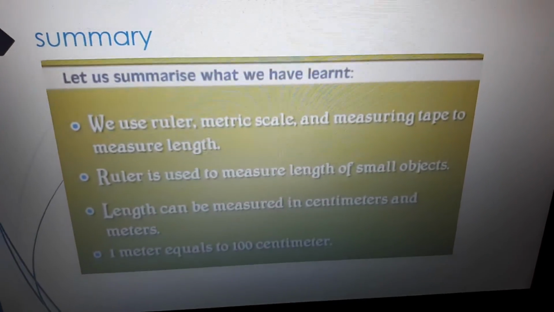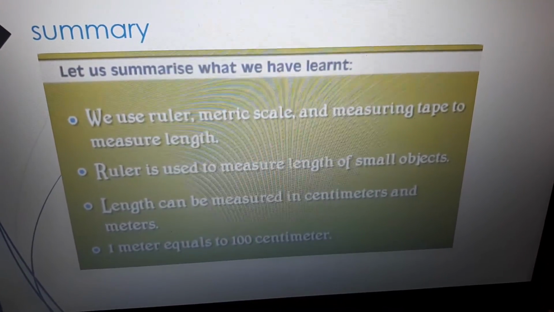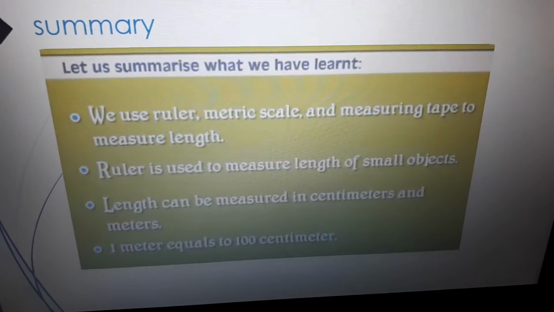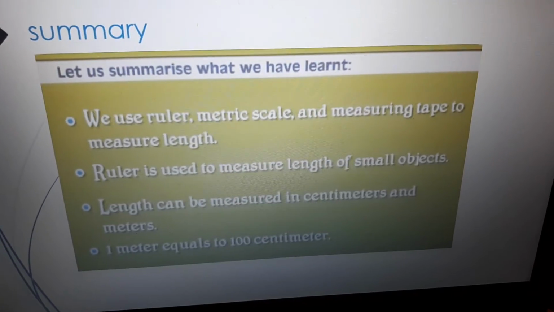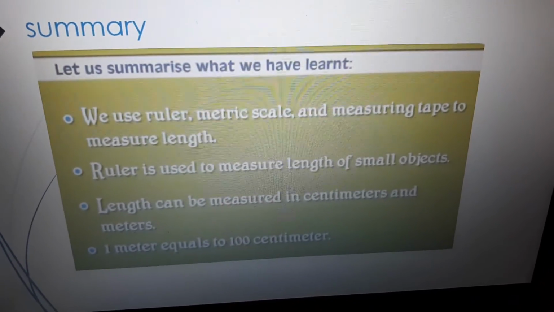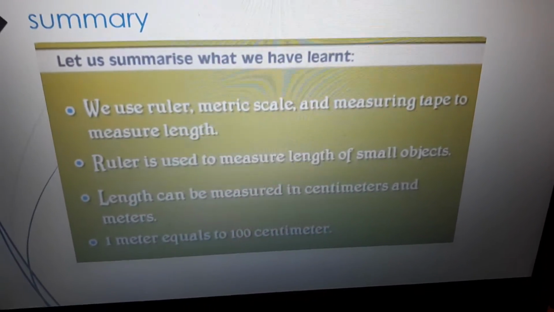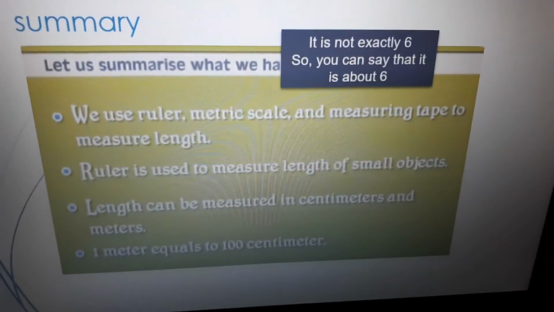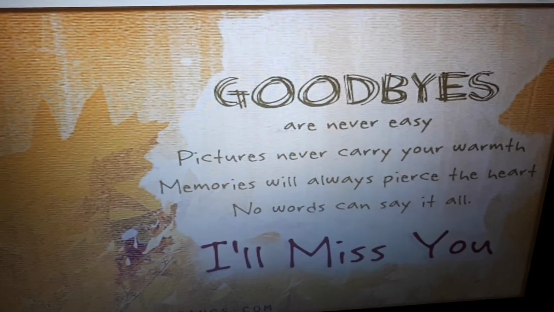Summary: we use ruler, meter scale, and measuring tape to measure length. Ruler is used to measure length of small objects. Length can be measured in centimeter and meter. 1 meter equals 100 centimeters.